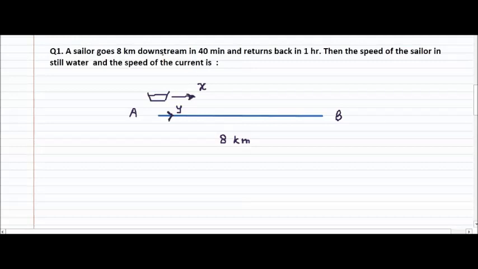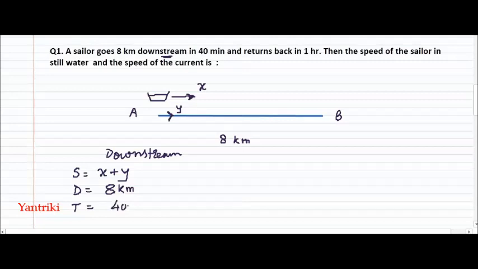Now it says that it is going downstream. So for downstream case, speed is equal to x plus y. What is the distance that he has to cover? It is 8 kilometers. And what is the time that it is taking? It is 40 minutes.